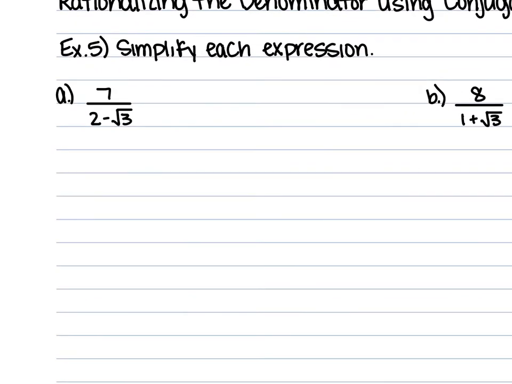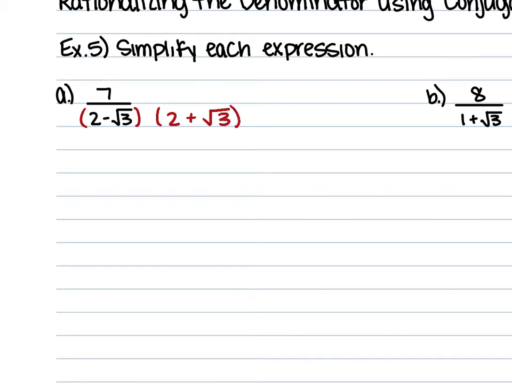In order to simplify these expressions that we're going to be working with next, you need to use the conjugate. So literally taking the terms and just switching the sign between them will give you the conjugate. If we look at example 5a, we have 7 over 2 minus square root 3. I'm going to put parentheses around this 2 minus square root 3, and then I'm going to find the opposite sign that's in the middle of them, which is addition. So the conjugate of 2 minus the square root of 3 is 2 plus the square root of 3.